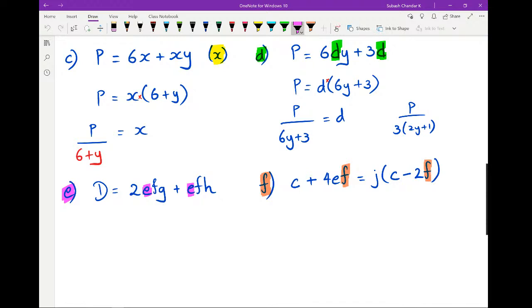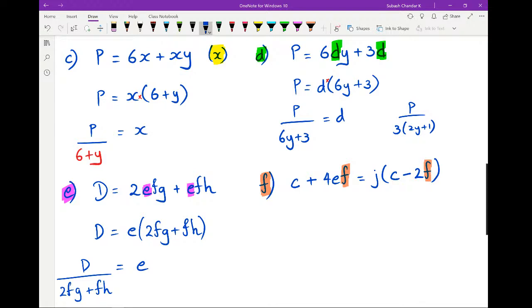All right, so I'm going to start going through question E for you guys. As you can see, there's actually 2 E's, which means we're going to take E out as a common factor. And when we take E out as a common factor, we're going to have 2FG plus FH. And then we can rewrite this as D divided by 2FG plus FH.